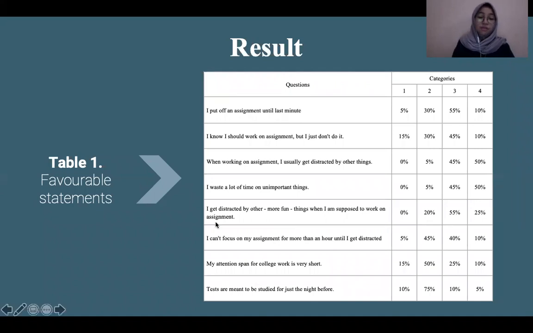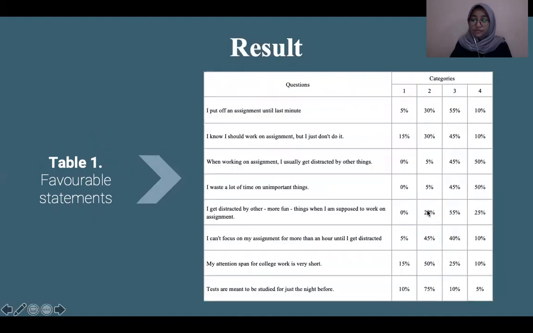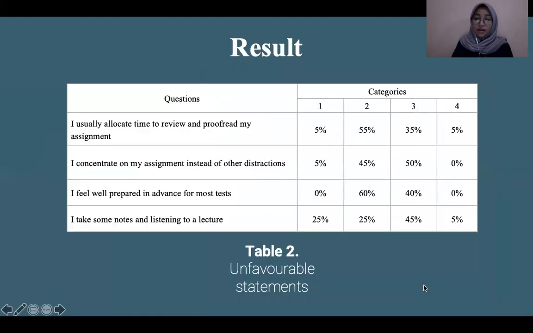Table 1 is for favorable statements. In this table, it shows that most students agreed that they got distracted by other things like gadget and they just procrastinated with a percentage of 40% to 70%. However, they disagreed if friends are the cause of their distraction, and they didn't cram up studying for a test with a percentage of 50% to 75%.